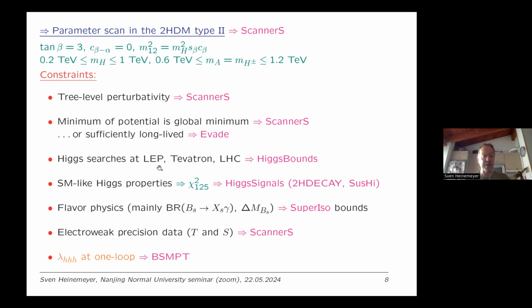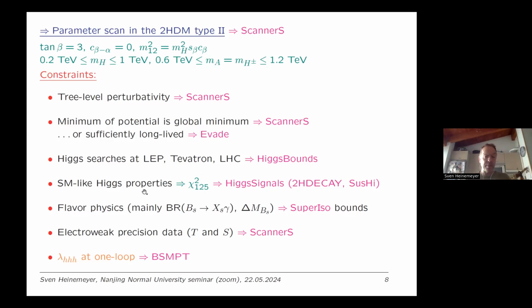We also require that the Higgs at 125 is in agreement with the measurements at the LHC. I don't say that it must behave like the standard model Higgs, but it must be in agreement. And then we use our own code HiggsSignals, which gives you a chi-square taking into account all the measurements that have been performed at the LHC.